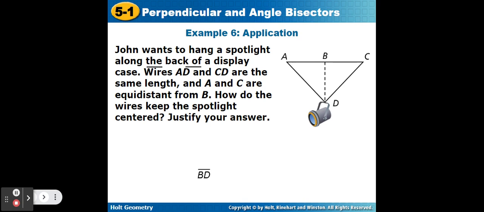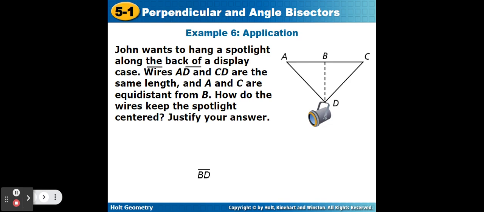Okay, an application here. We have a spotlight. It's being hung along the back of a display case. I'm sorry, in this presentation, my segment labels have moved over a little bit, so they're not wearing their hats correctly. We see wires AD and CD are the same length, and A and C are equidistant from B. Now, we could do this with congruent triangles. How do the wires keep the spotlight centered?